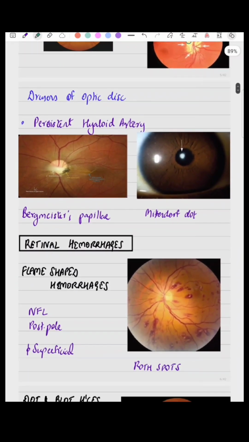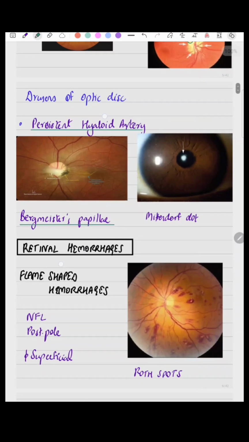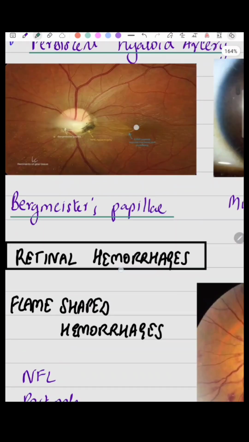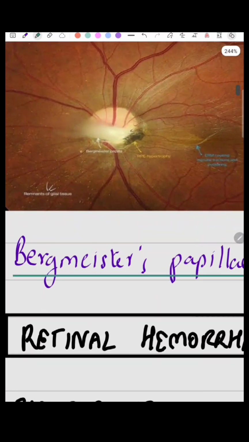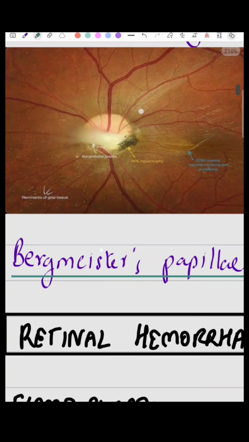The next congenital anomaly is the persistent hyaloid artery. This is Bergmeister's papilla. It is the most common congenital anomaly of the hyaloid system. It is a posterior remnant of the hyaloid artery. This is Bergmeister's papilla.